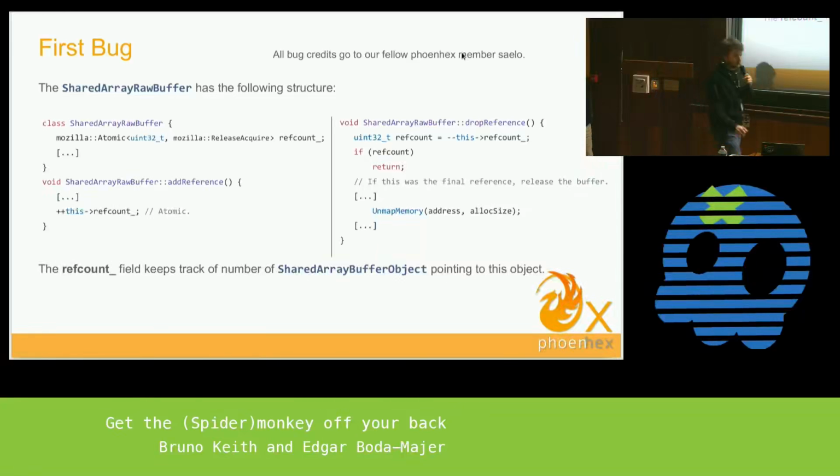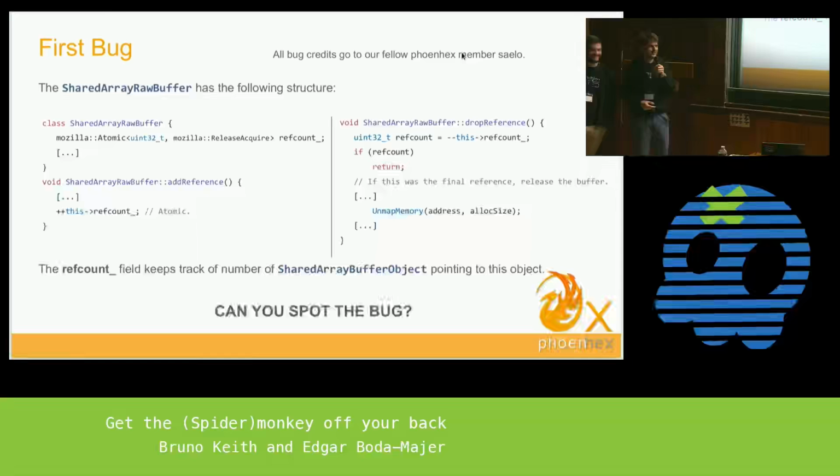So my question is, can somebody spot a bug in that code? Because there's a bug right here. For a beer? Nobody? Okay.